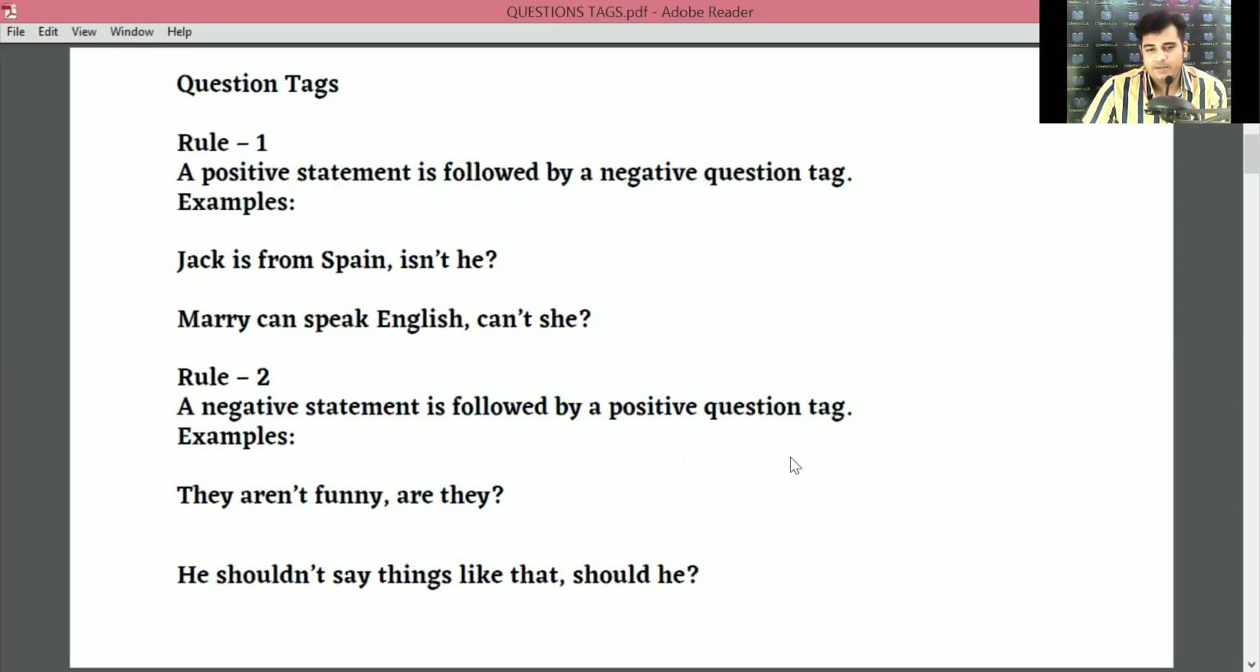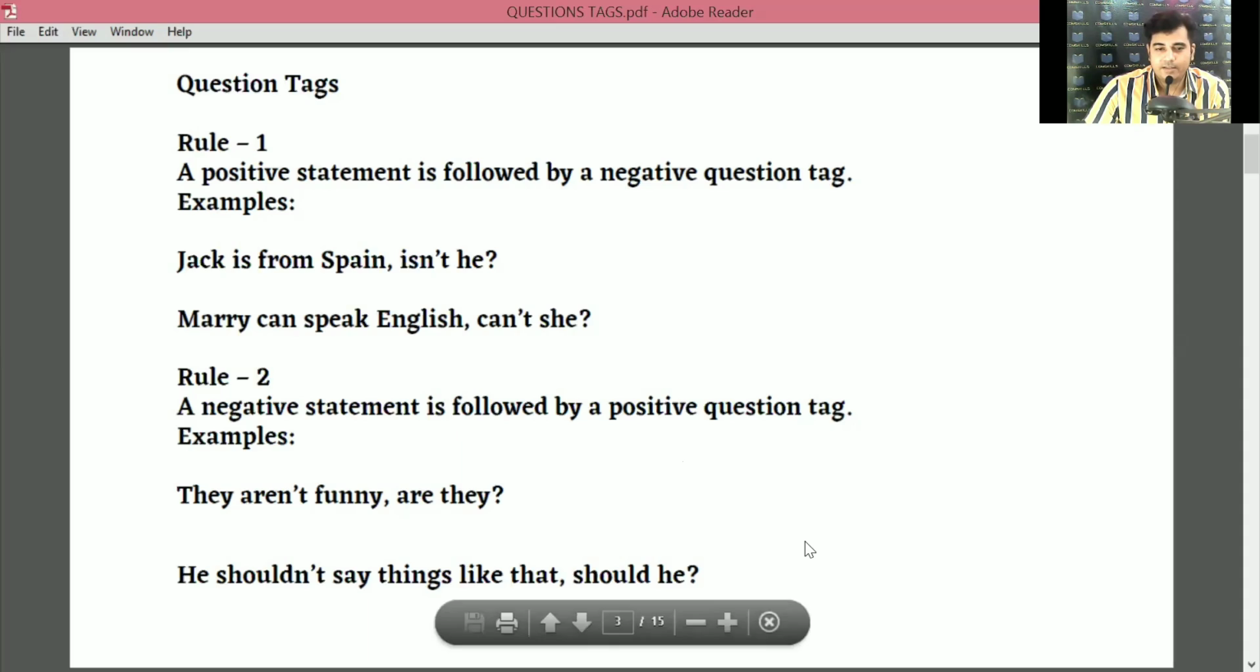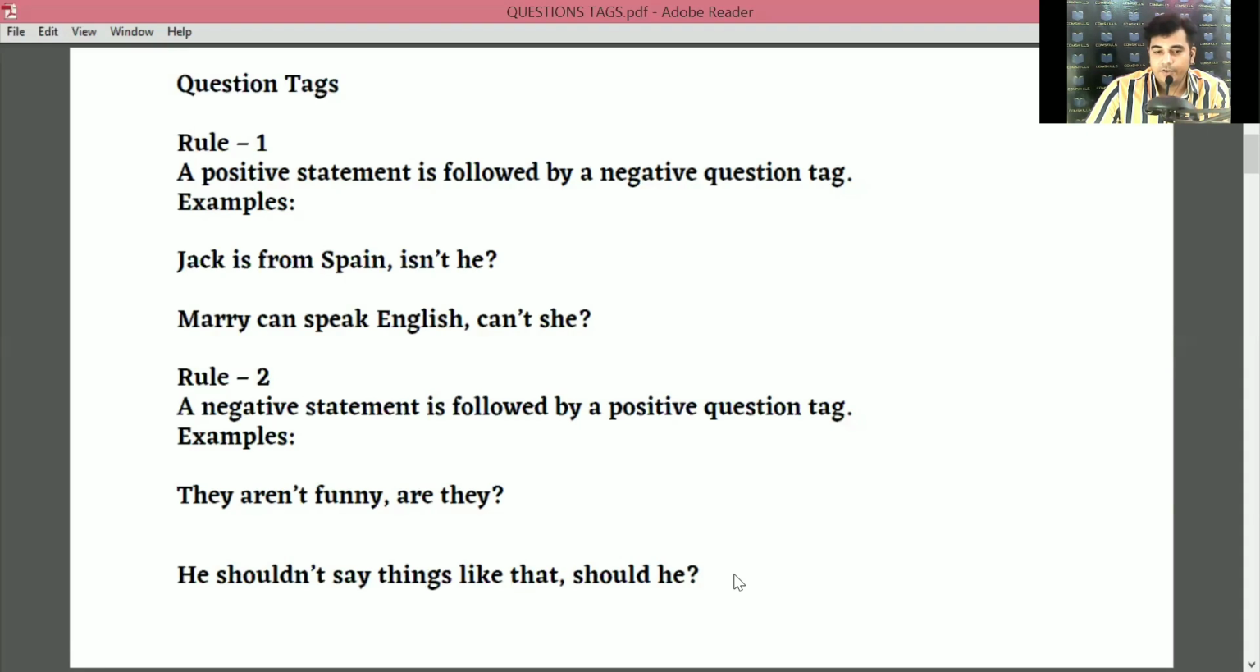They are not funny, are they? We are confirming this thing. Actually, are they funny or not? Okay, do you think that they are funny? They are not funny. Okay, he shouldn't say things like that. He shouldn't say things like that, should he? Are you getting it? He shouldn't say things like that.